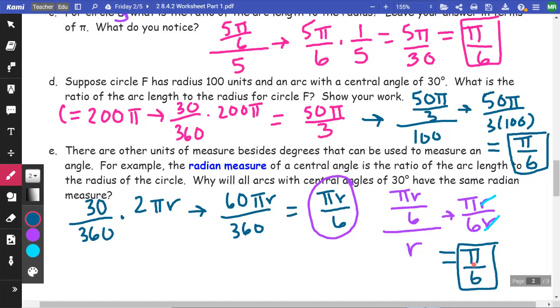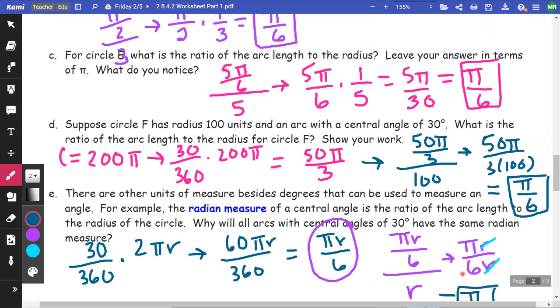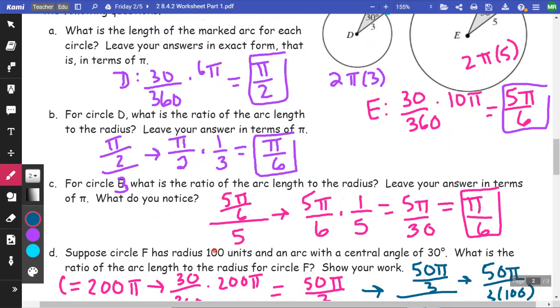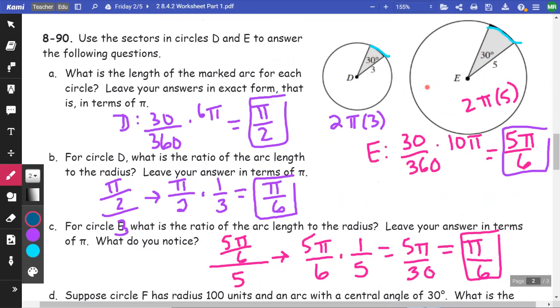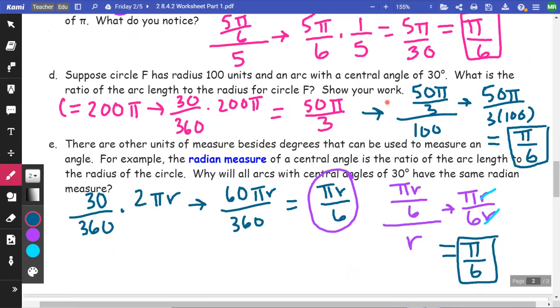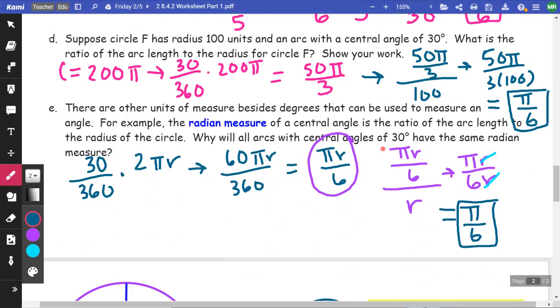So again, for a central angle of 30 degrees, my arc length, the part of the circle that I had, was pi over 6, whether r was my radius, or 100 as my radius. Over here we did 3 and 5. Every one of these, when I took the relationship of the arc length to its radius, ended up being pi over 6, okay? Now I'm going to talk about the second worksheet.